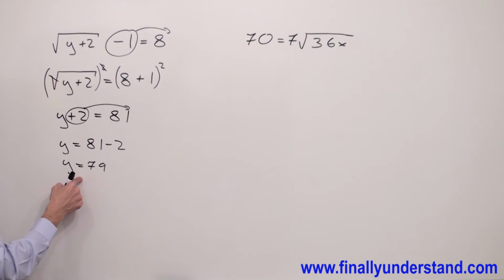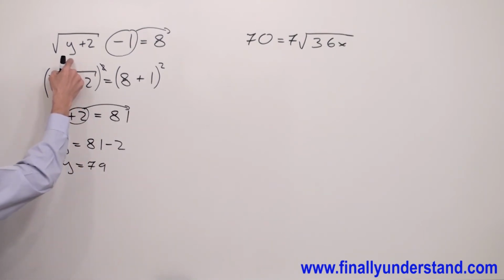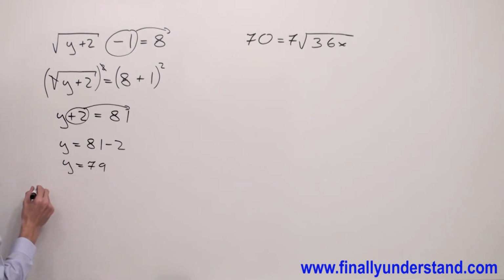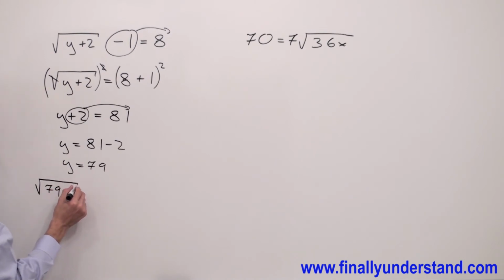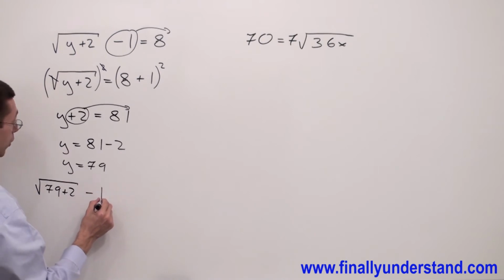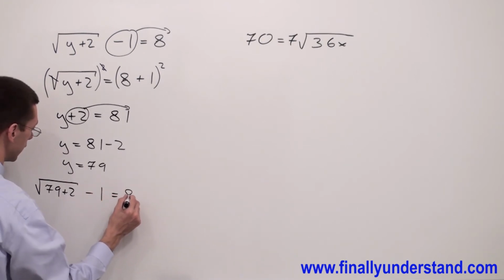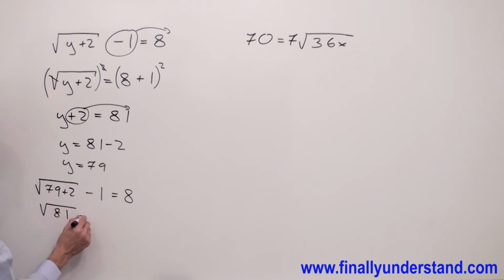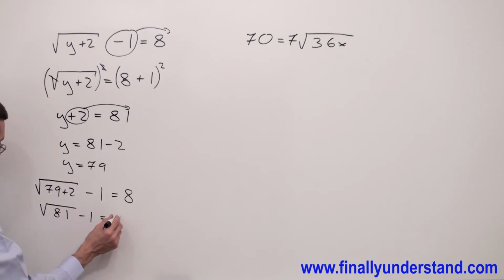I'm going to replace y in my original equation by 79. That's why I'm going to have square root of 79 plus 2, minus 1, has to be equal to 8. Square root of 79 plus 2 is equal to 81. Minus 1 has to be equal to 8.